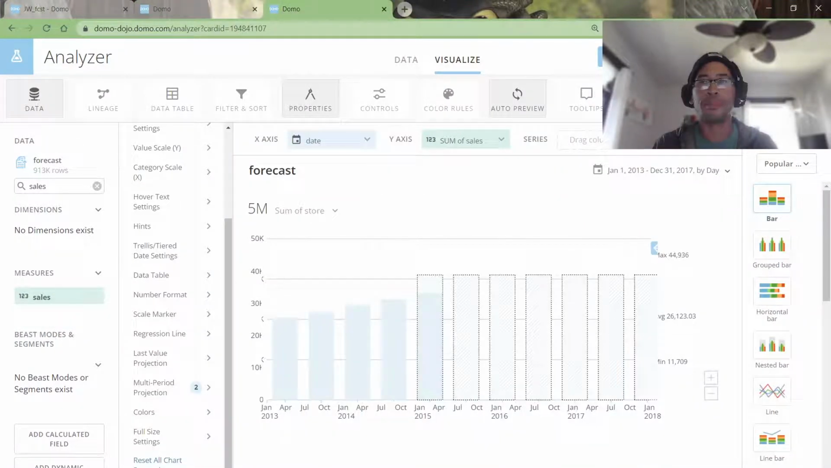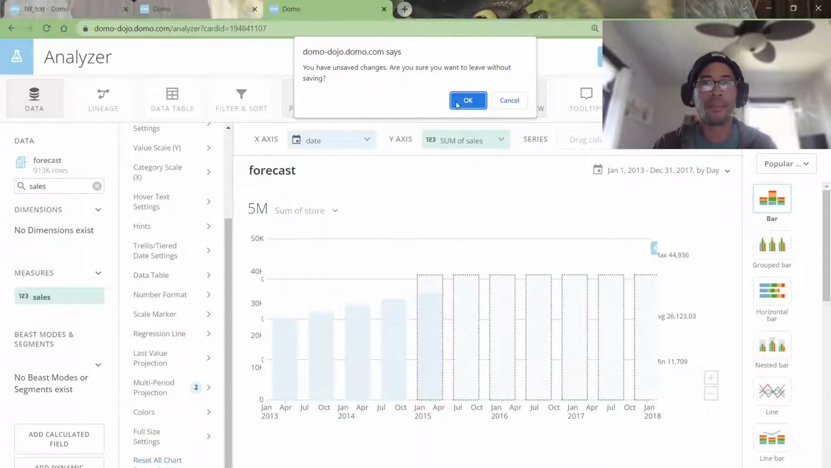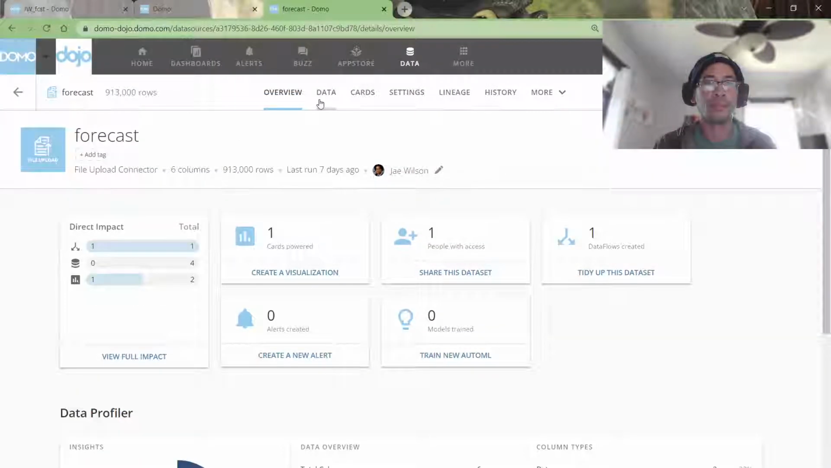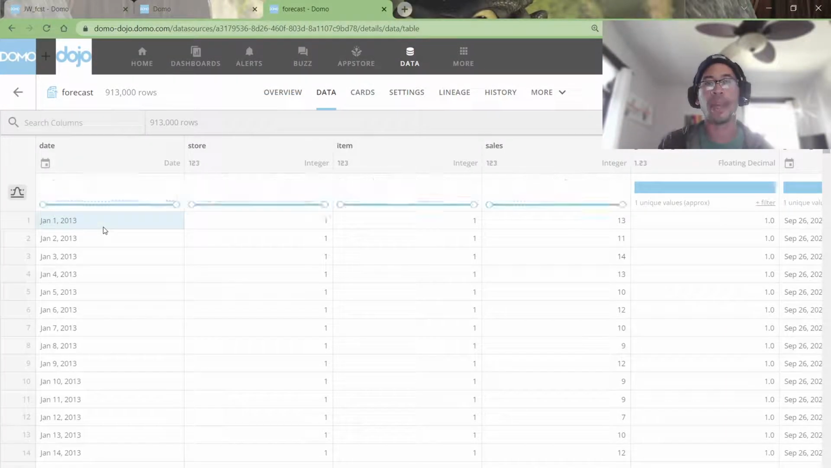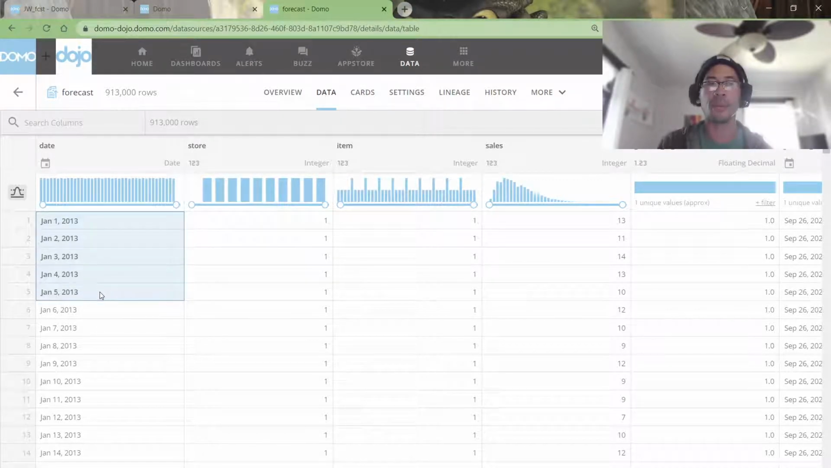Let me close out of this guy. So here's my raw forecast data. This is a Kaggle data set. I'll link where I got it below so I can cite my sources and all that. But look at it. It's got the columns date, store, item, and sales.